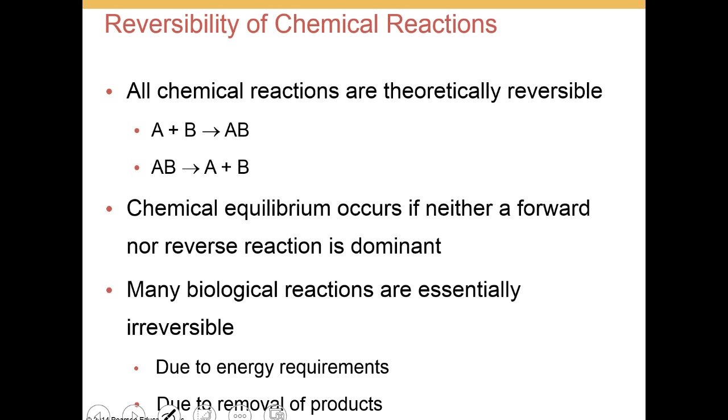Now, many chemical reactions are theoretically reversible. So the forward reaction would be A plus B yields AB. The reverse would be AB yields A plus B. Often we will write this as A plus B could become AB, but it also could go back and form A plus B. So this would be a reversible chemical reaction. If the rate of the reaction in the forward direction is equal to the rate in the reverse reaction, we say that the reactions are in equilibrium.